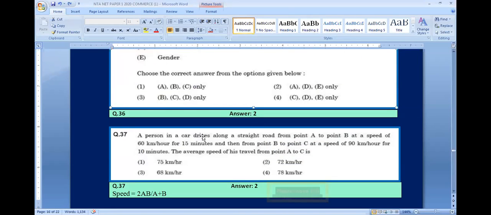A person in a car drives along a straight road from point A to B at a speed of 60 km/h for 15 minutes. The same speed he goes. Then he changed the speed from point B to C, 90 km/h, and traveled 10 minutes. What is the average speed traveled?